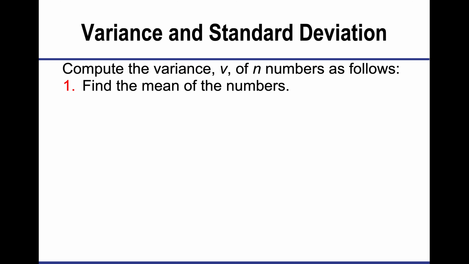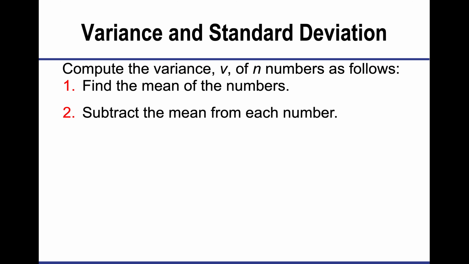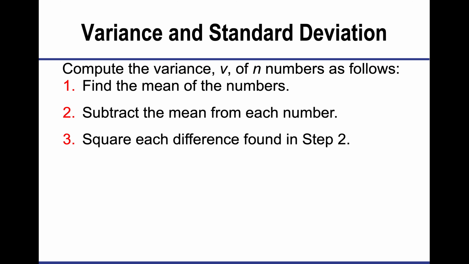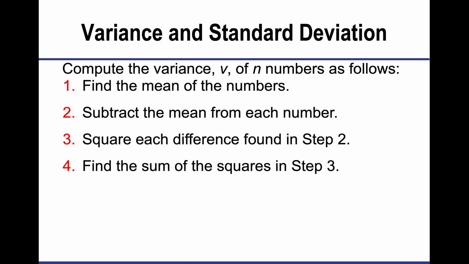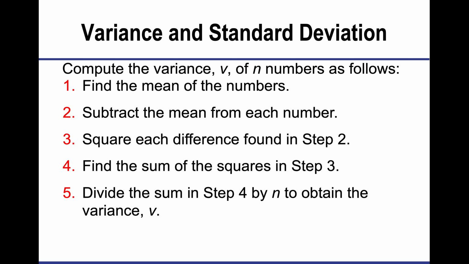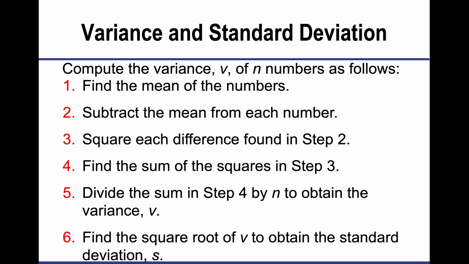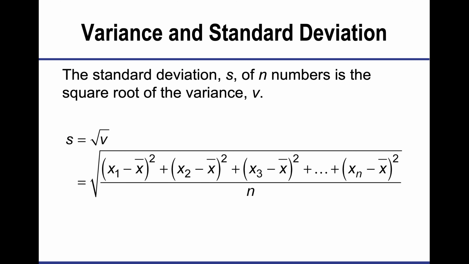So if I want to compute the variance, I'm going to follow a very similar process. I'm going to find the mean, subtract the mean from each value, and then I'm going to square it. So instead of the absolute value, I'm going to square it. Then I'm going to add them up and divide by the number of values that I have. So it's very similar to the mean. Then I'm going to take the square root of that, which is going to be the standard deviation.